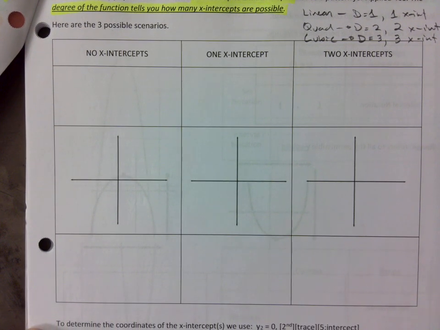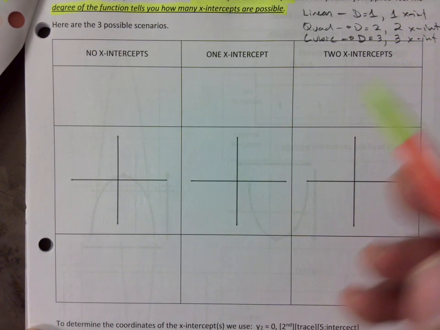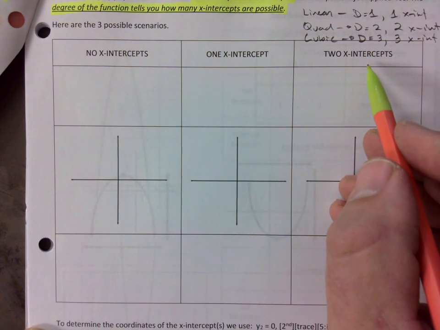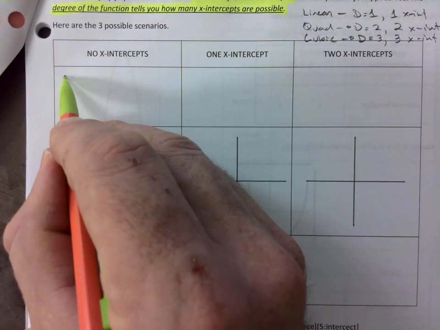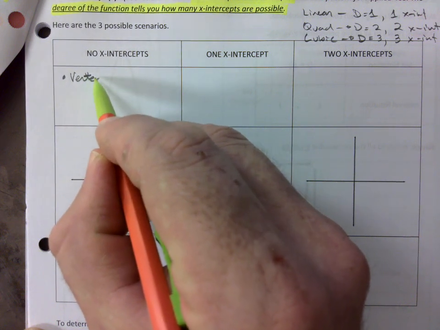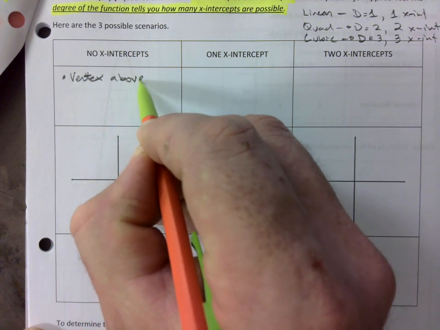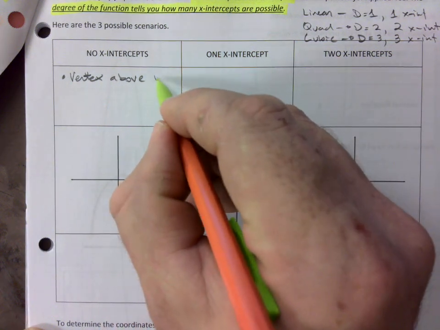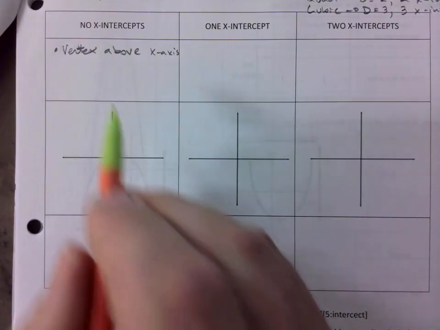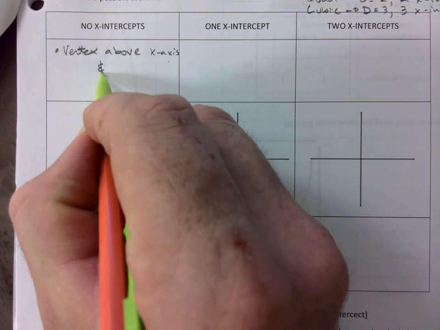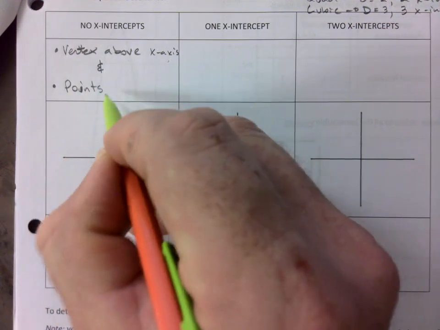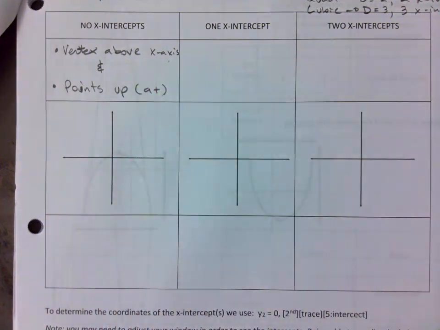So here are 3 possible scenarios. I tell you can have up to 2, correct? So you can have no x-intercepts, 1 x-intercept, or 2 x-intercepts. How would you have no x-intercepts? This is what needs to happen. I'm going to summarize this, okay? The vertex above the x-axis and points up. We know that A is positive if that happens, right?